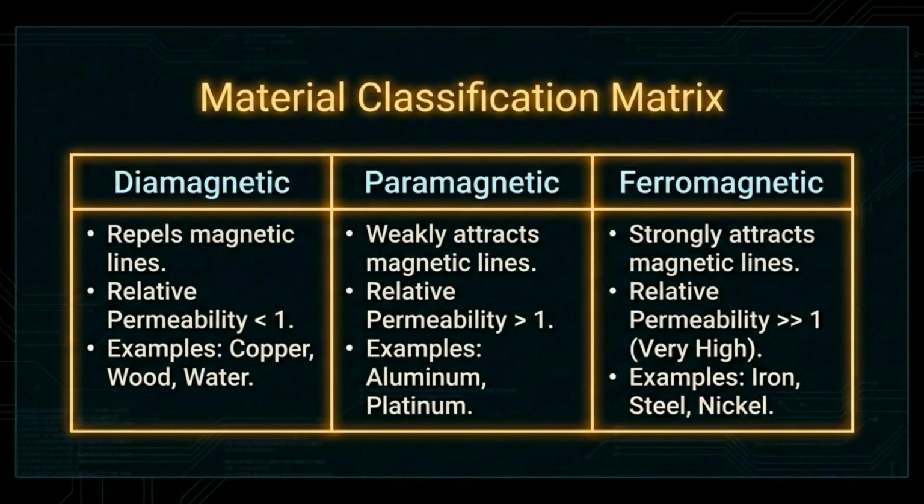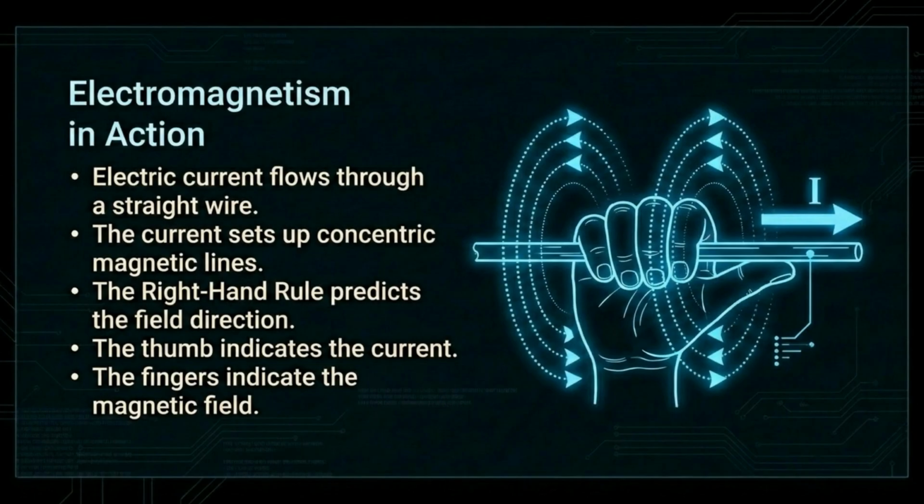Materials are classified as diamagnetic, paramagnetic, or ferromagnetic. Ferromagnetic materials like iron strongly attract magnetic lines and have very high relative permeability.